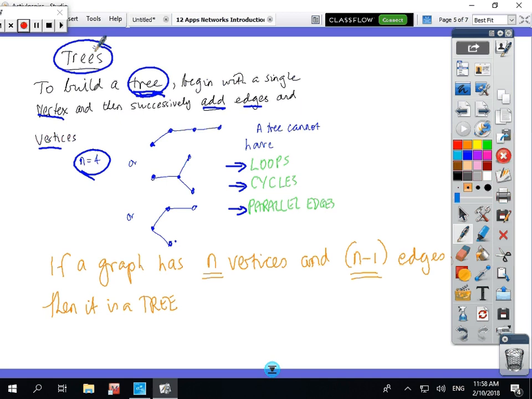If a graph has n vertices and one less edge, then it has to be a tree. So if you have one less edge than the number of vertices, for instance, with 4 vertices and 3 edges, we must have a tree. Okay, copy that down, come across.